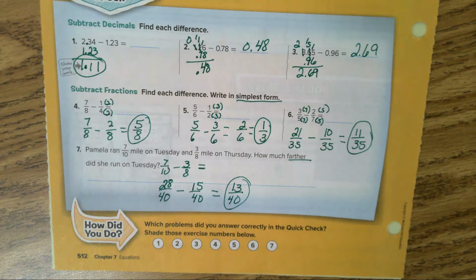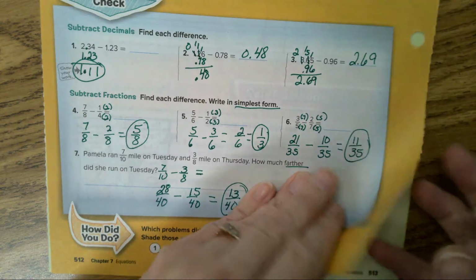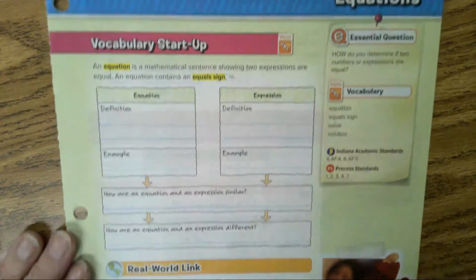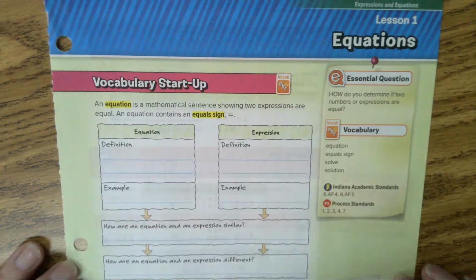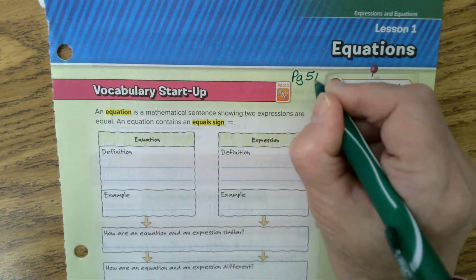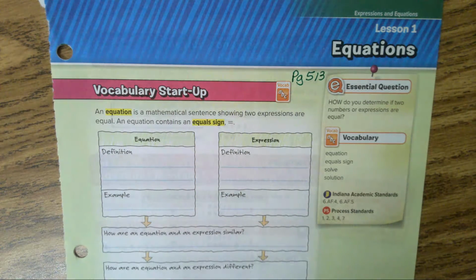Okay, now let's go to the next page, 513, and we have our lesson about equations. And we've got a lot of vocabulary here we're going to spend some time with. This is page 513, and this is the beginning of our new lesson. What's the essential question for Chapter 7? How do you determine if two numbers or expressions are equal? All right, so we're going to be thinking about that as we go through this chapter.